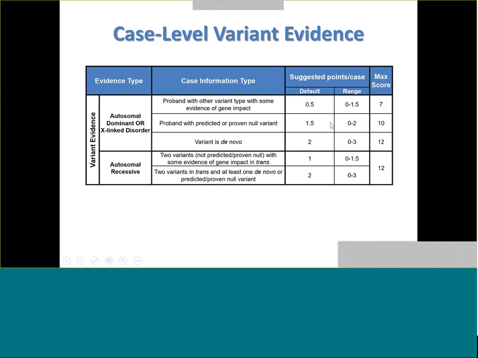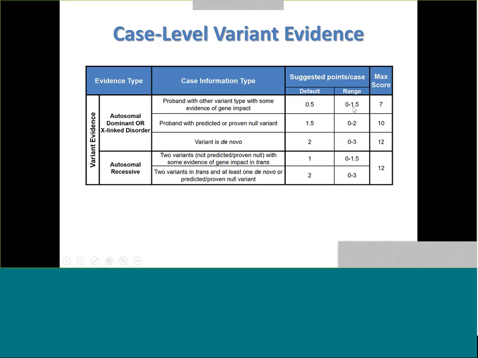And for each type of variant, we have a default score, and then there's also a range of points that can be given. And so this range of points really allows us to take into account the types of evidence that are available that support the pathogenicity of that variant. So is it weak or strong? So we have this amount of wiggle room here to allow you to score the variant appropriately.